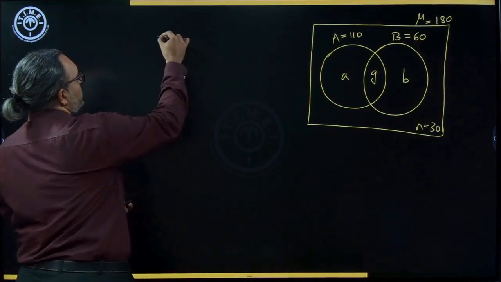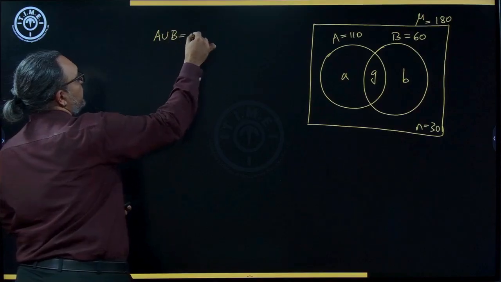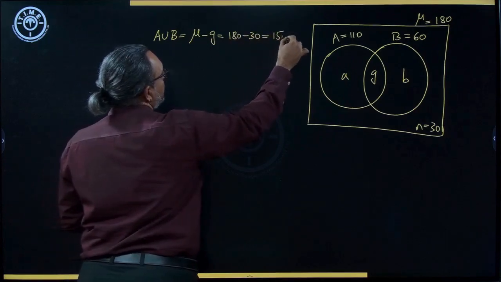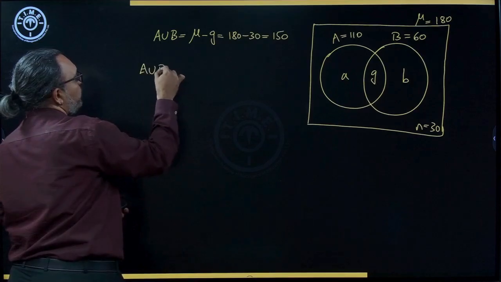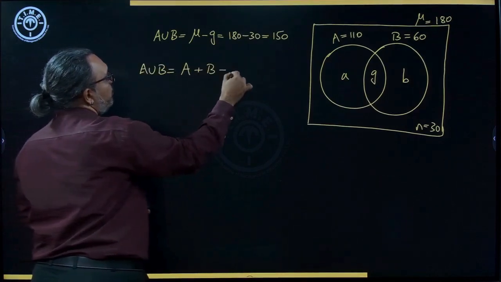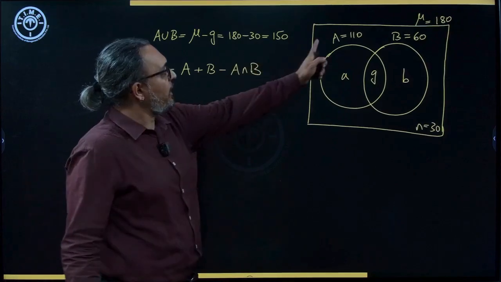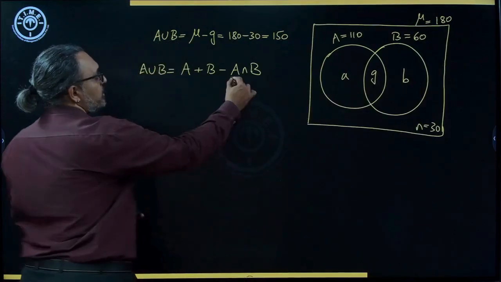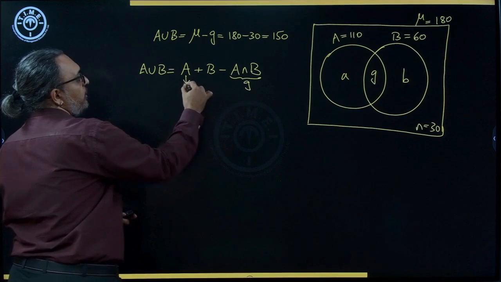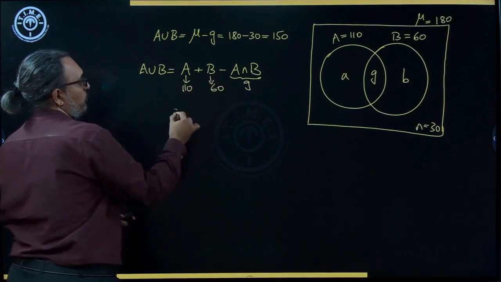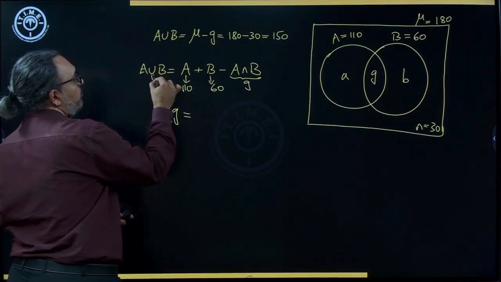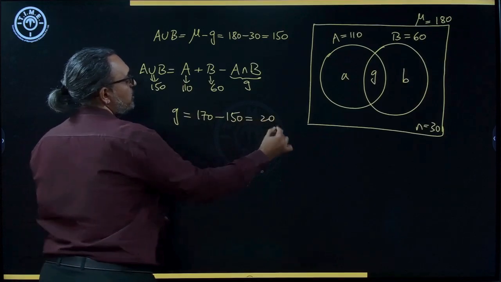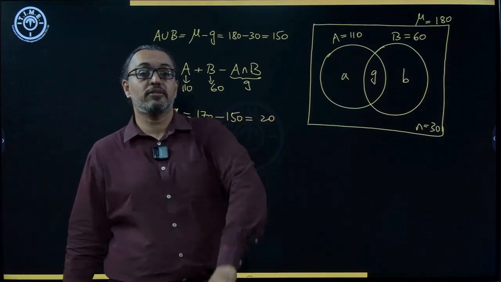So now what we can do first, we can go for A union B, which is nothing but mu minus N, which is nothing but 180 minus 30 gives you 150. Now I can also make use of the formula A union B is capital A plus capital B minus A intersection B. Why? Because we have capital A, capital B, and A intersection B is G. So from there we get G value. This is G, and we have this value, this is 110, this is 60. So from there we get G, and A union B we know is 150. So we have 170 minus 150, that gives you 20. So 20 students have passed in both the subjects, correct?